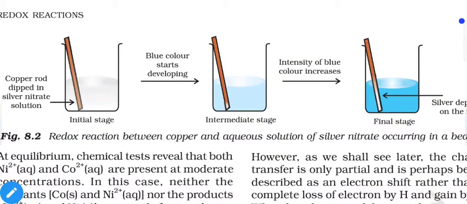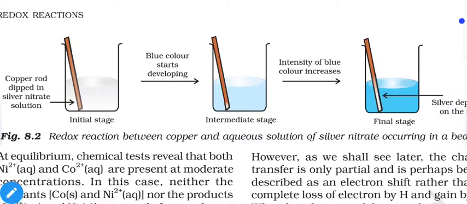In the second example, as we can see, we have a solution of silver, that means silver nitrate solution, and we placed a copper rod into it. Copper being more reactive than silver, it will try to convert itself into ions. That means by losing electrons, it will oxidize, and these released electrons will be gained by silver ions and they will convert into silver metal.